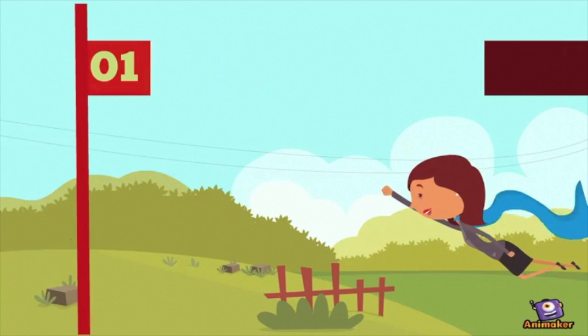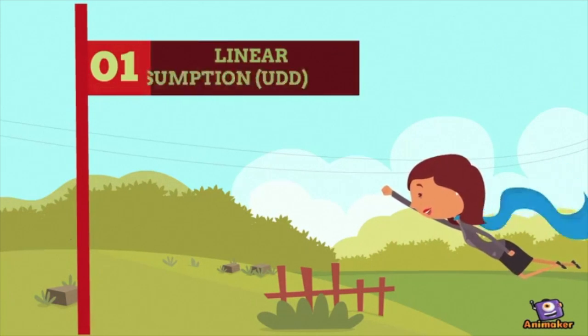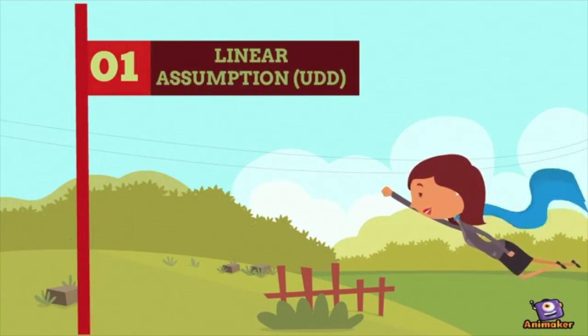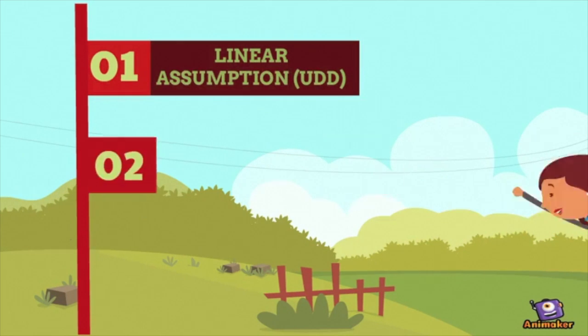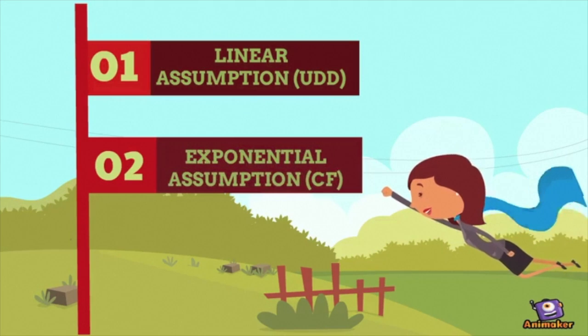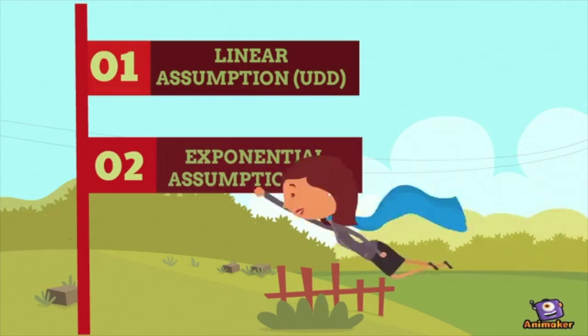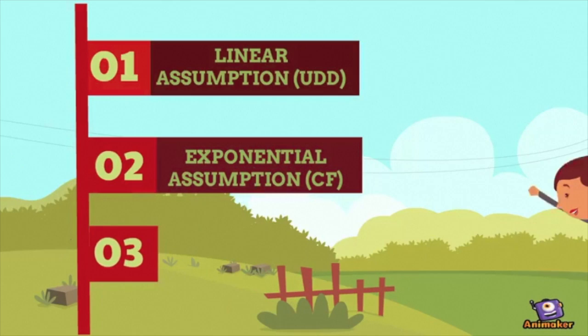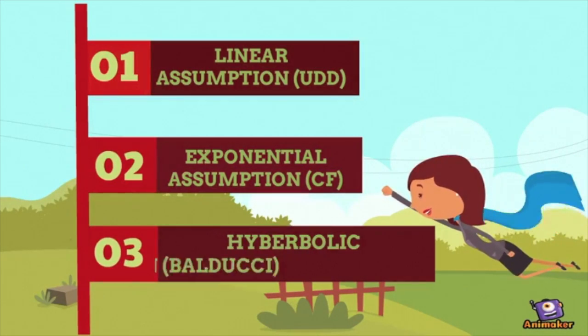First one is linear assumption, also known as uniform distribution of deaths assumption, which refers to UDD. The second one is exponential assumption, also known as constant force, which refers to CF. The last one is hyperbolic assumption, also known as Balducci assumption.